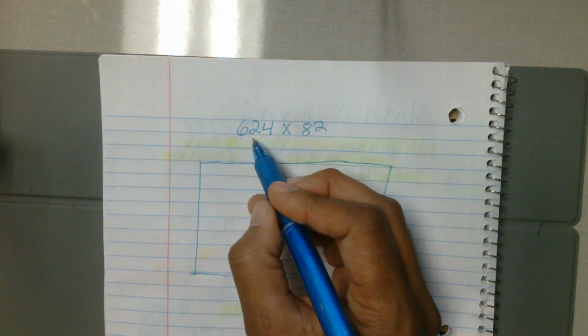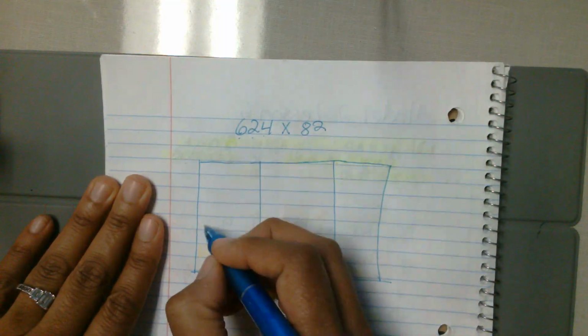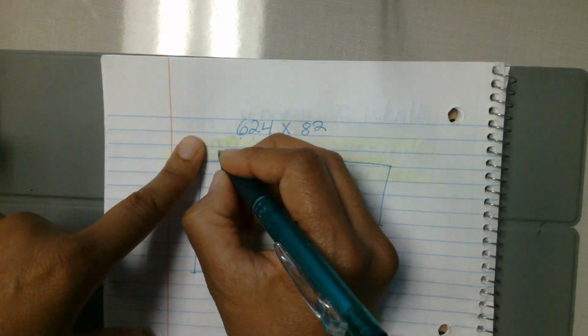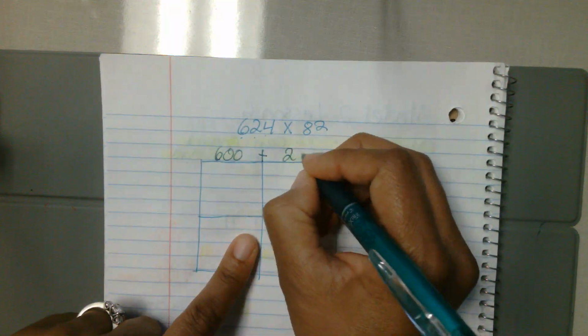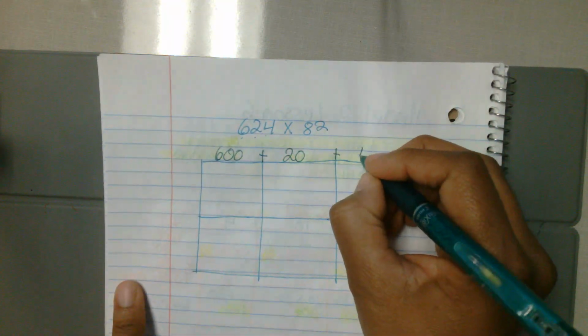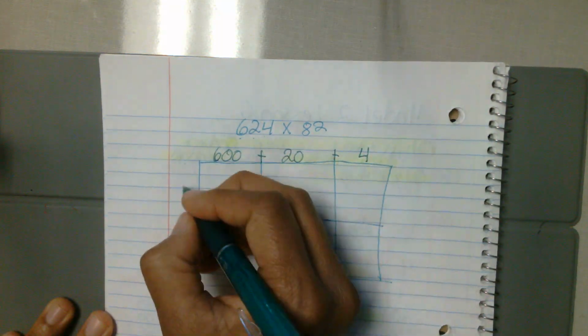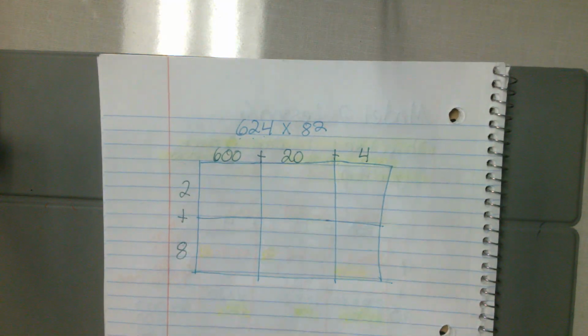I have 1, 2, 3, so that means I need 3 columns, and I have 1, 2, so I can divide it that way. This 6 is in the hundreds place, so it's 600. The 2 is in the tens place, so it's 20, and the 4 is in the ones place, so it's a 4. Then I'm going to bring my 82 on this side, my 2 plus 80. So remember, we're separating it out by place value.